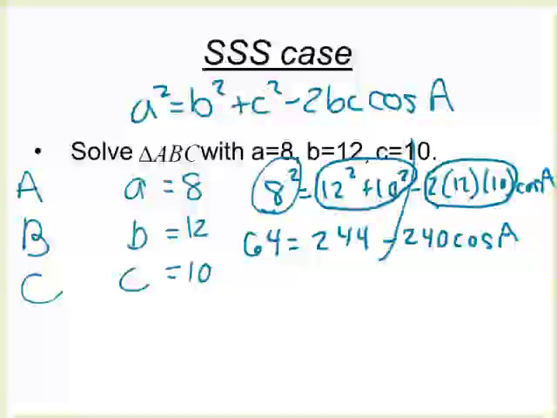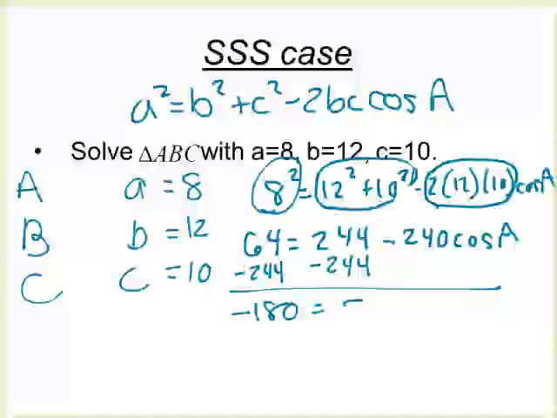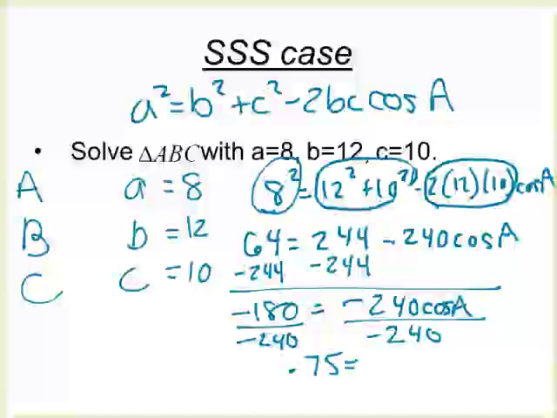Subtract the 244. So it leaves us with negative 180 is negative 240 cosine of A. Be careful you don't lose those little negatives. They're easy to lose. Divide by the negative 240 gives us 0.75 is the cosine of A.